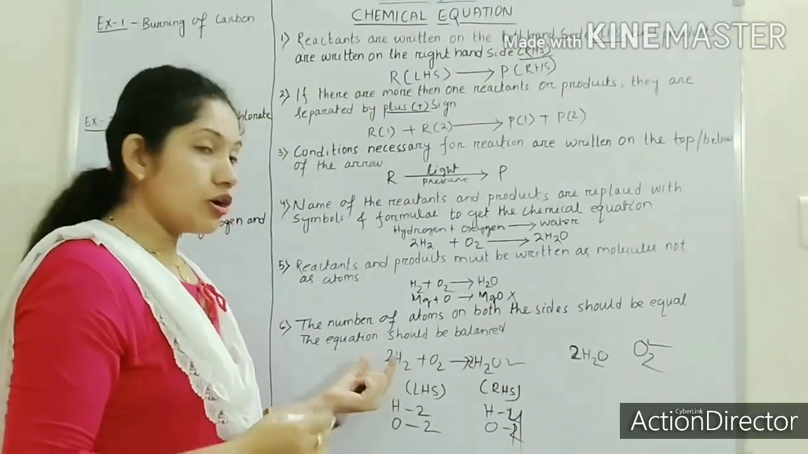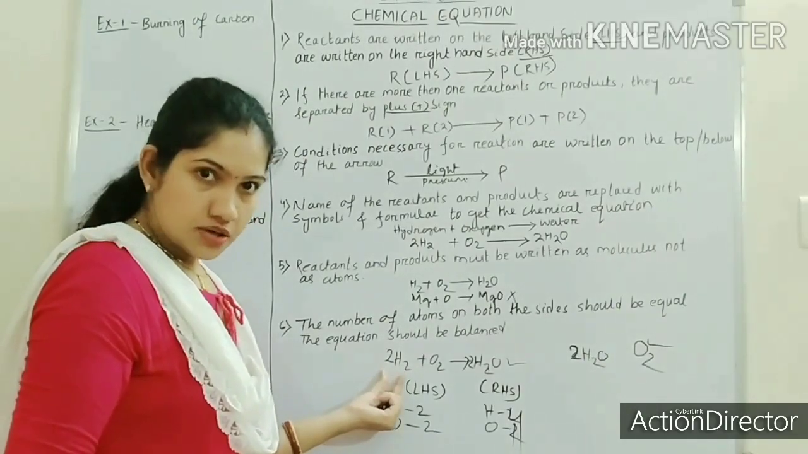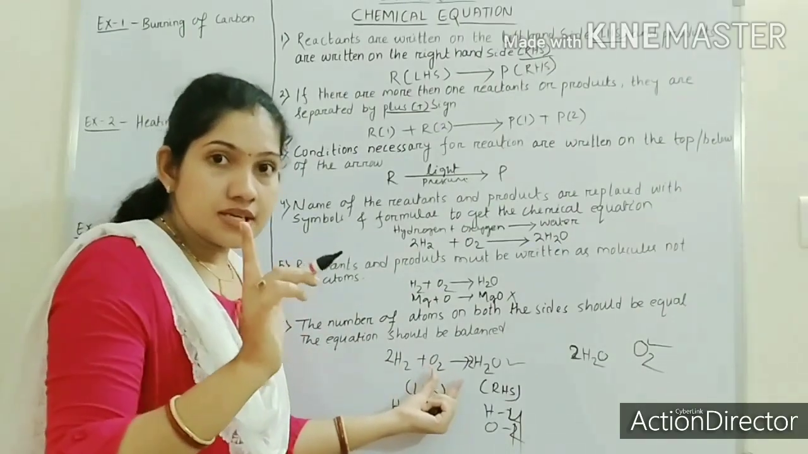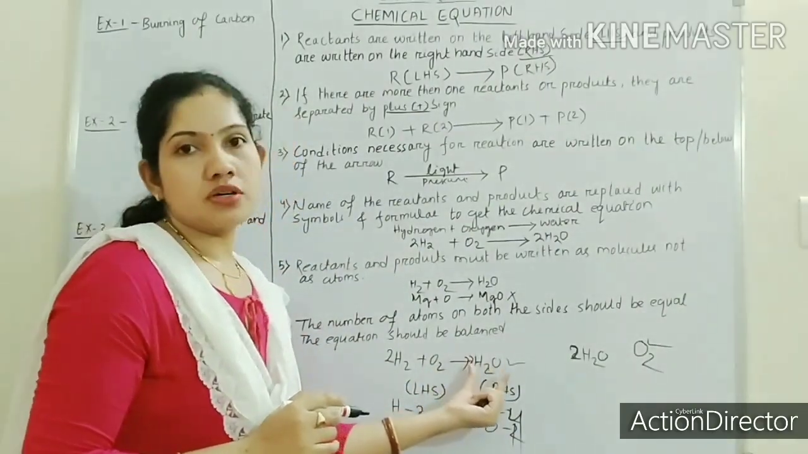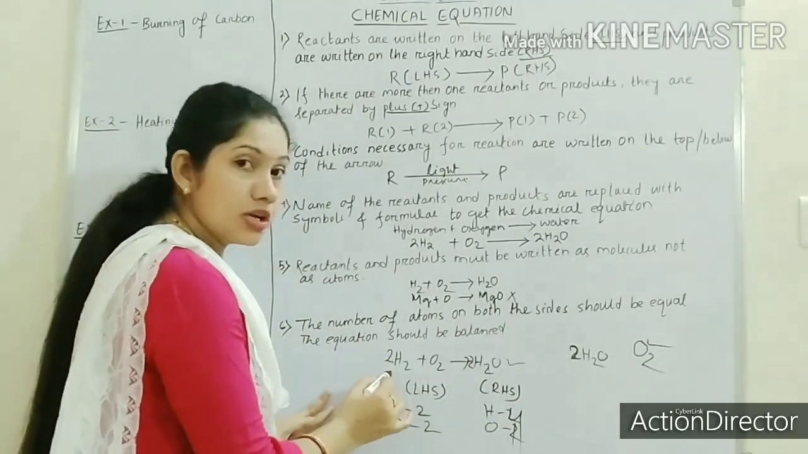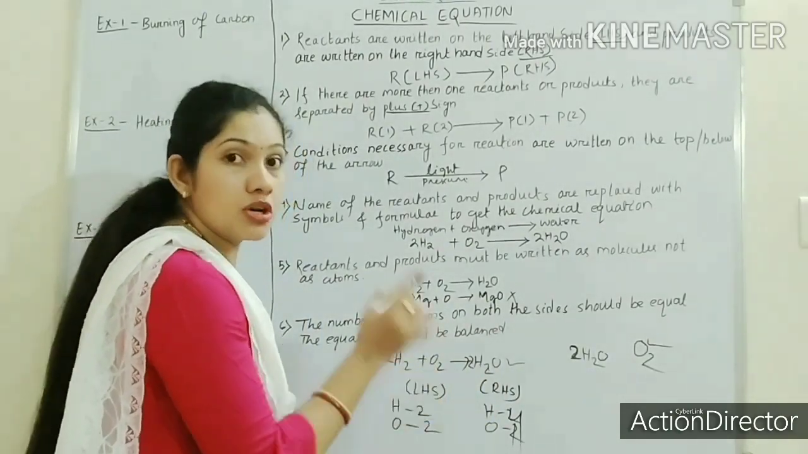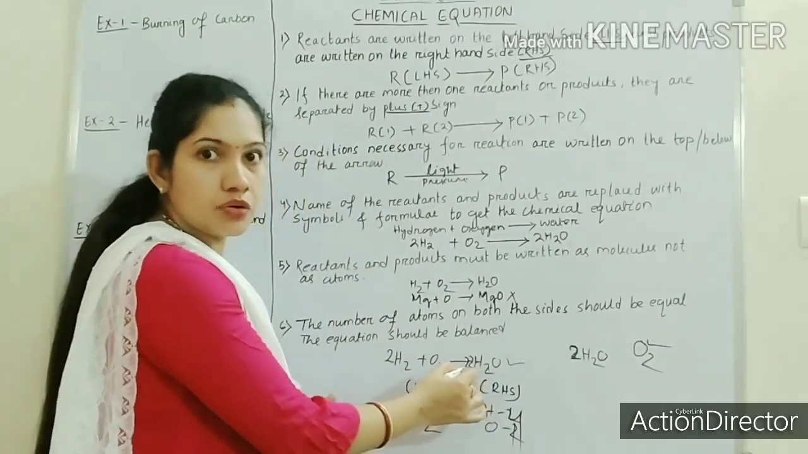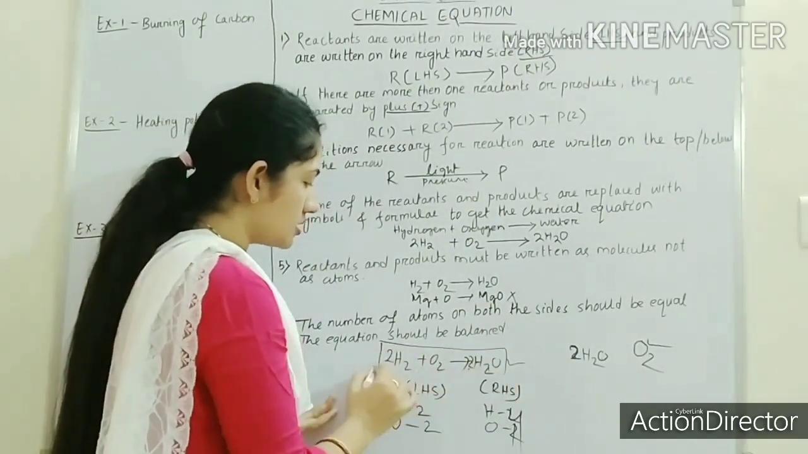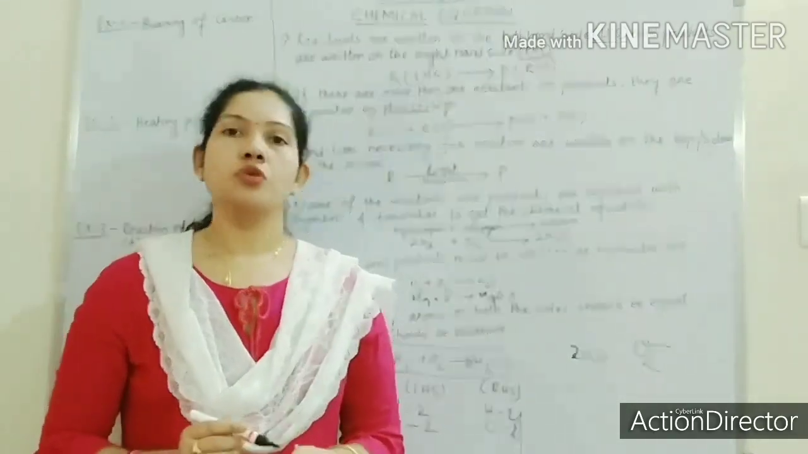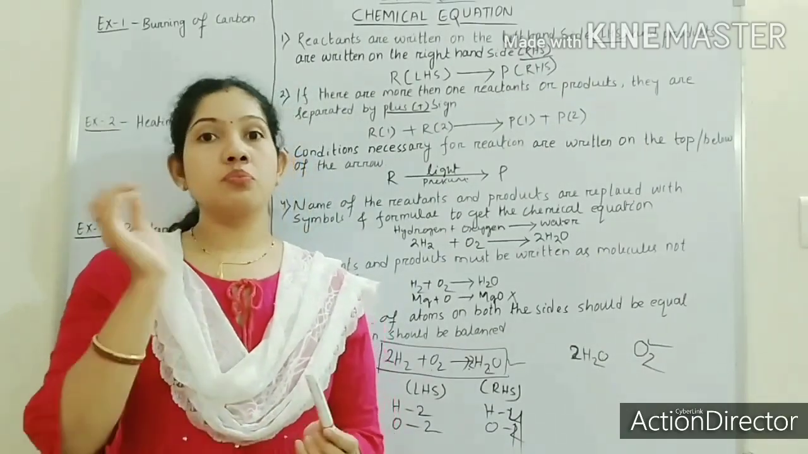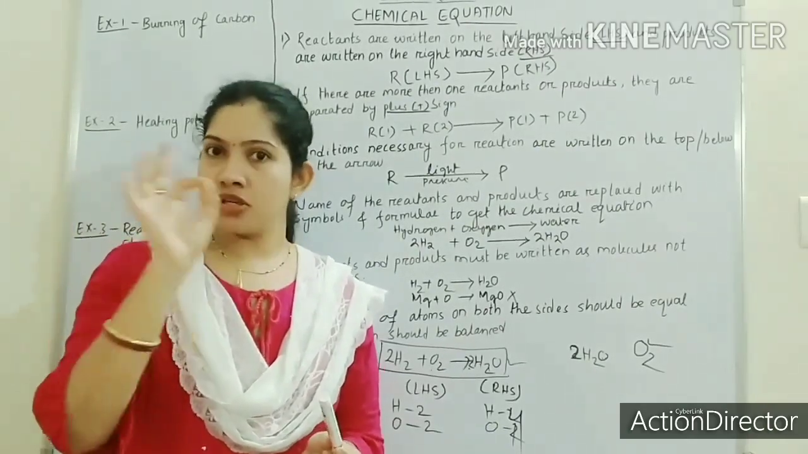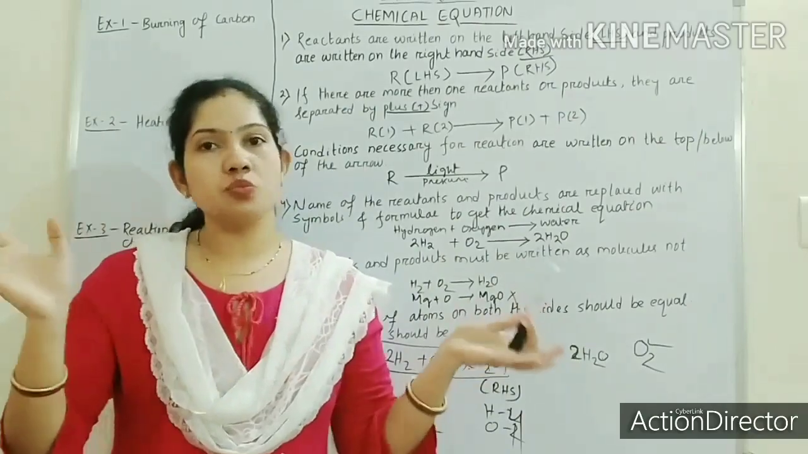So what we can say is, when 2 molecules of hydrogen react with a molecule of oxygen, it forms 2 molecules of water. Again I am repeating, when 2 molecules of hydrogen react with oxygen, we balance both the sides. Got it?